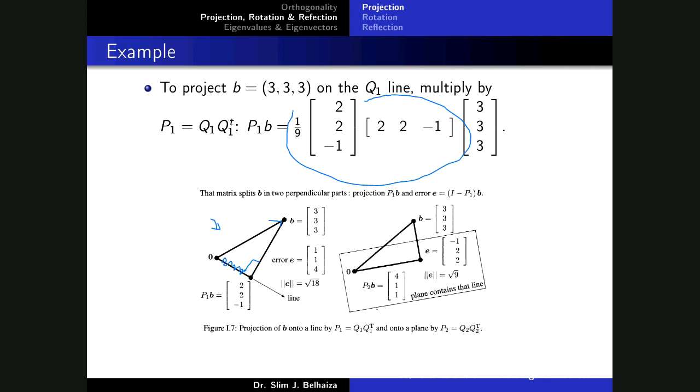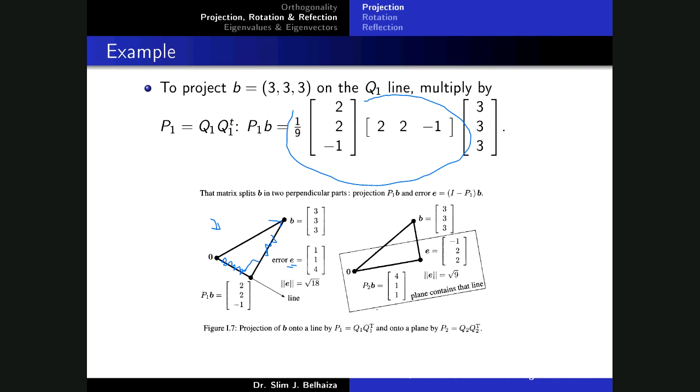Now, what about the remaining part? This is information which is lost, and we call it the error here, which you could easily obtain if you want to complete the Pythagoras theorem. So we can easily obtain the error, which is given by 1, 1, 4. It has norm equal to square root of 18.